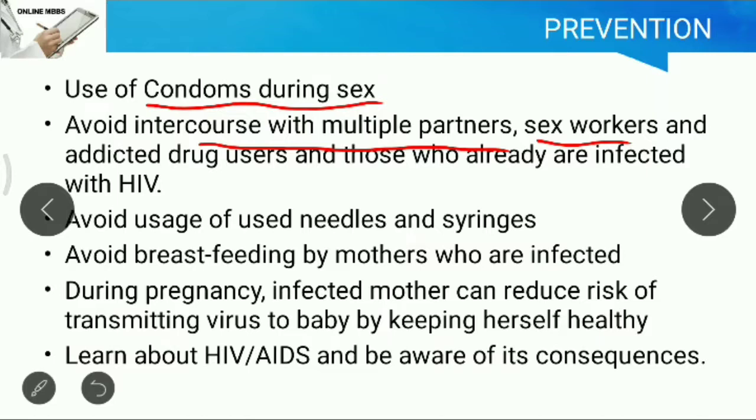Avoid breastfeeding by mothers who are infected. And during pregnancy, an infected mother can reduce the risk of transmitting the virus to the baby by keeping herself healthy and learning about HIV/AIDS and being aware of its consequences. So these are how you can prevent HIV/AIDS.